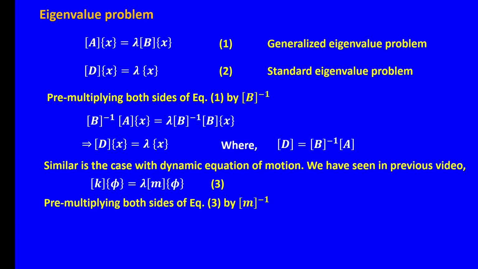Every element of the inverted mass matrix, which is diagonal, will be simply a matrix having its diagonal elements as 1 divided by the element of the original mass matrix. That is 1 by m1, 1 by m2, 1 by m3, etc. will lie along the diagonal in the inverted mass matrix. So we multiply both sides by m inverse, then we get D phi equal to lambda phi in the similar way, where D equal to m inverse k. So this is the standard eigenvalue problem for the dynamic equation. This D is called the dynamic matrix.